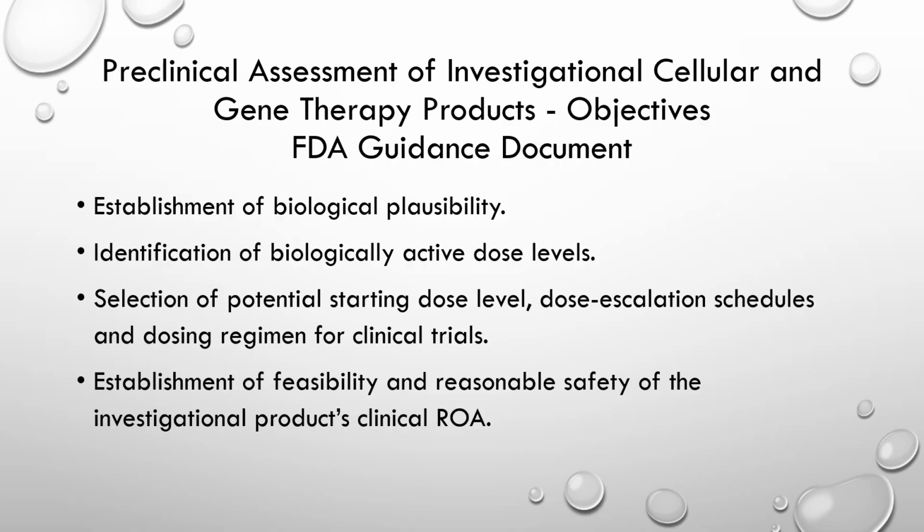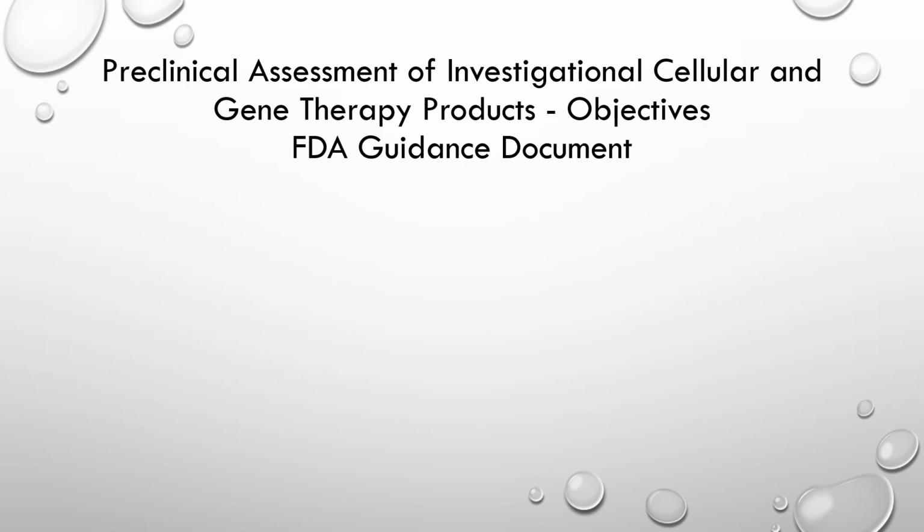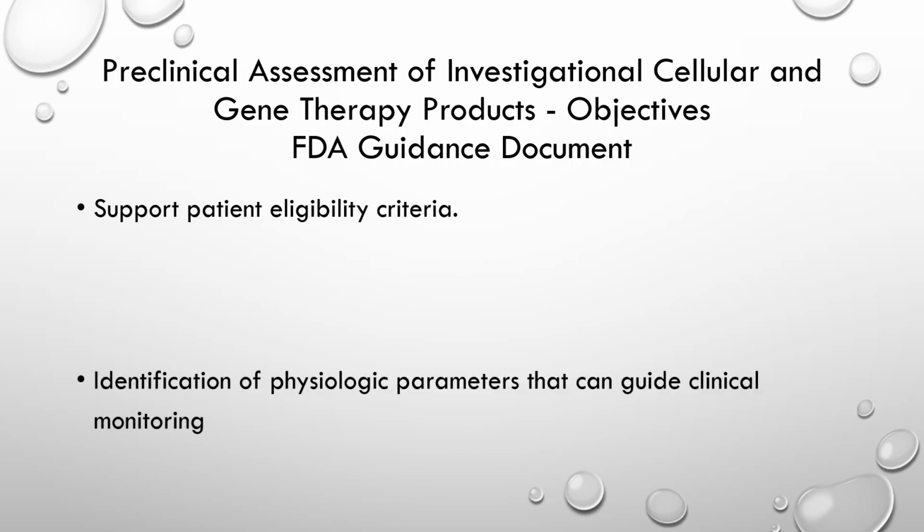And again, your route of administration is important. It's one of the potential sources of safety issues, safety events and adverse reactions. So you need to look at the feasibility and the reasonable safety of the investigational product's clinical route of administration. Your patient eligibility criteria will be based upon, for example, the selectivity of your drug. How is your drug acting? What's its mechanism of action? And is it applicable for the patient? And that will be supported by your non-clinical or preclinical studies, your animal studies.